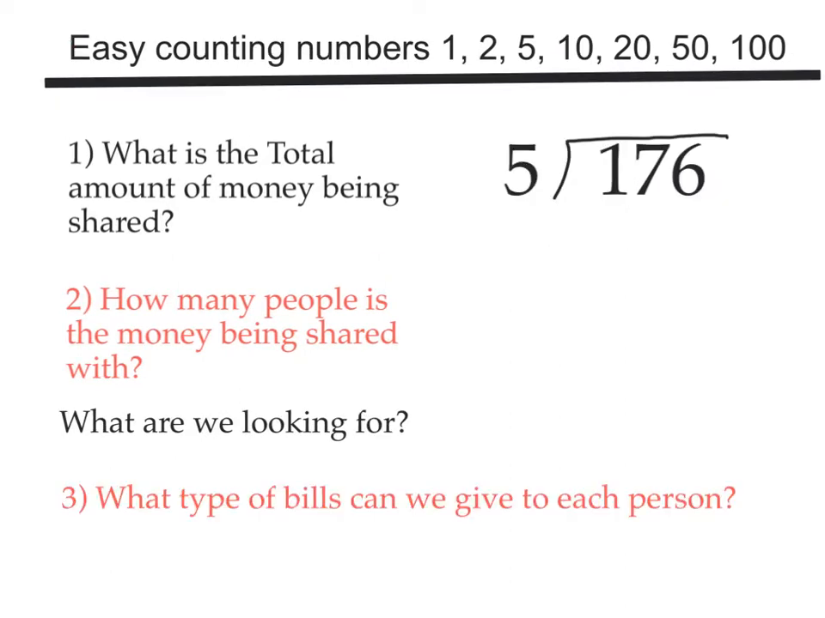The fourth and last question is, what type of bills can we give to each person? Well, there are the easy counting numbers, and they're listed right on top. 1, 2, 5, 10, 20, 50, 100. We can give each of those persons those types of bills.